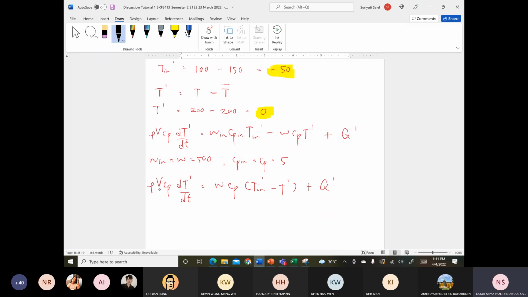So here we know that in rho V Cp dT prime, T prime is automatically 0, so whatever you derive, it automatically becomes 0. That equals 500 multiplied by Cp, which is 5, times T in prime, which is negative 50, minus T prime, which is 0. So we get the Q prime. Here, what is the value of the Q prime?